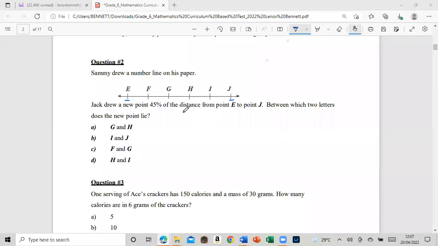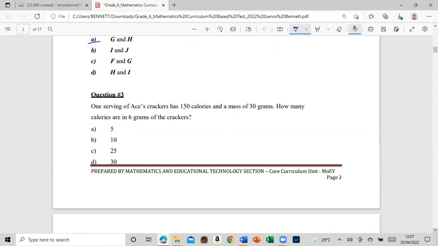All right, guys. So it says between which two letters does the point lie? 45%. So we have established that there are 5. So 1, 2, 3, 4, 5. So basically a half would be 2.5, ain't it? If it's 5, it will be 2.5. So let's say 1, 2.5. So that's 50%. So 45% would be about here. So that will be G and H. All right, guys, read the questions very carefully. They can be really, really tricky. All right, let's go on to question 3.